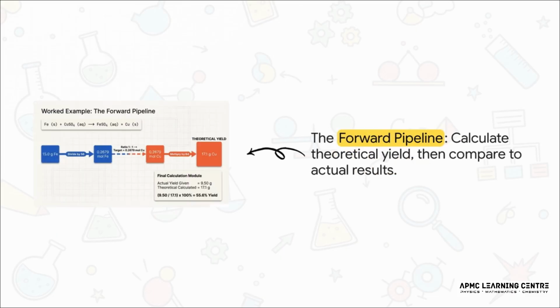So remember how with purity we worked backward from the product? Well, yield is the opposite. We're looking forward. We start with our main ingredient, our limiting reactant, and we calculate that perfect theoretical result. In this example, it's 17.1 grams of copper. Then we go and weigh what we actually collected, and whoops, it's only 9.5 grams. A quick calculation tells us our yield was only about 55.6%. Is that great? Not really, but hey, welcome to real-world chemistry.